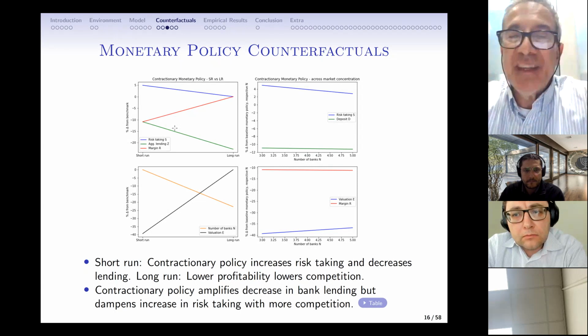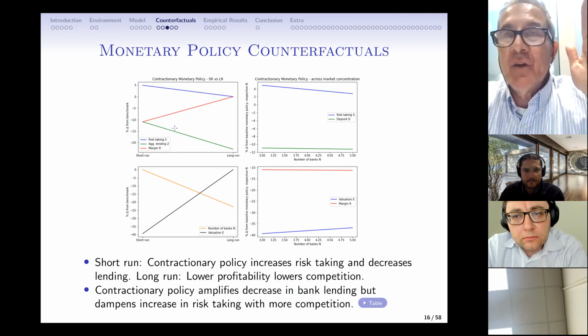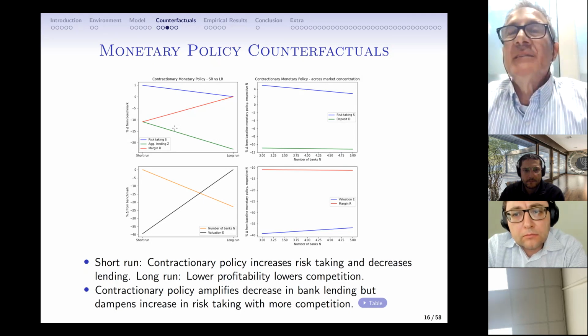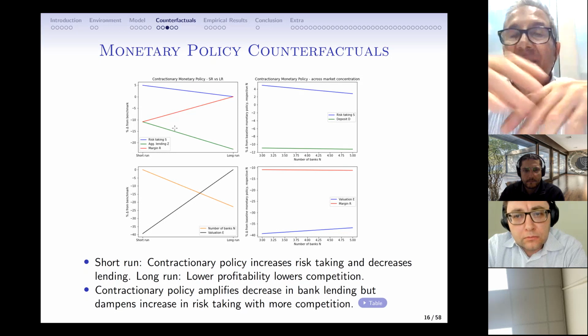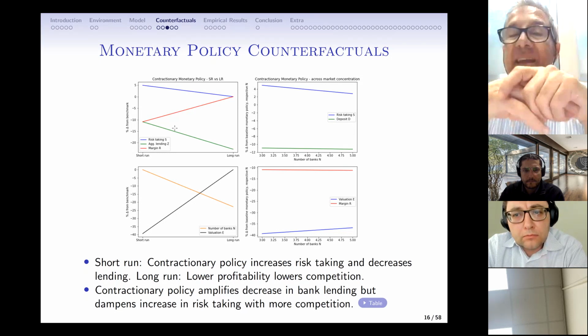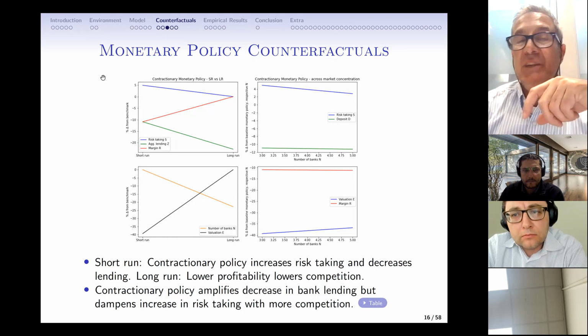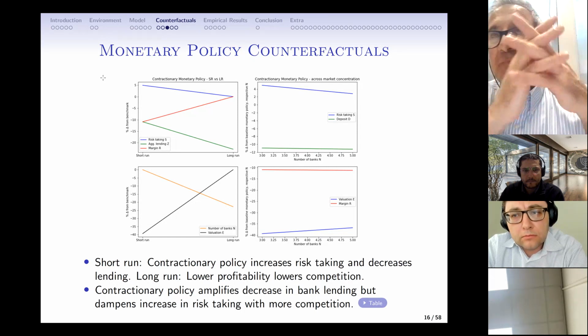But the simple thing that you said, Michael, that in a higher interest rate environment that the Fed is conducting, we might see more risk taking happening in the short run. That's a prediction of the model.